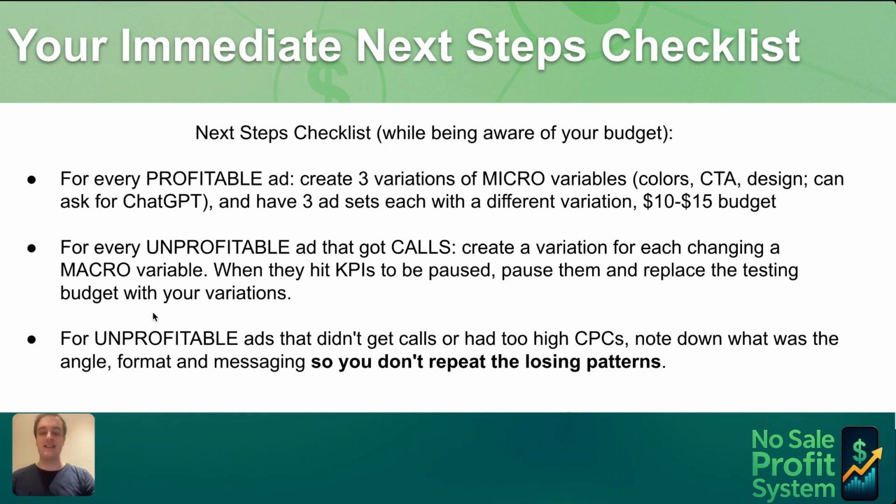For unprofitable ads that didn't get calls or had too high CPCs, you need to note down what was the angle, the format, and the messaging, so the macro variables, so you don't repeat the losing patterns. And the losing patterns are going to change account by account, but I see a lot of people making this mistake where they're testing ads that are too similar from one another day one, right? Or even the first few days or even the first few weeks, and they don't realize it.